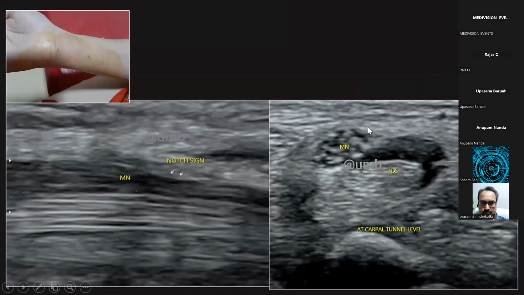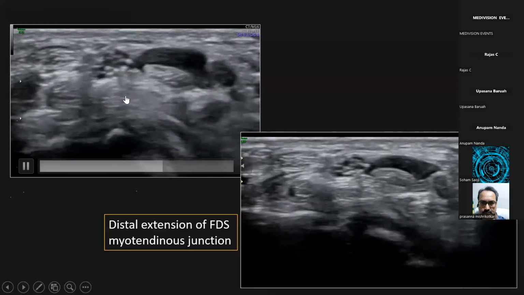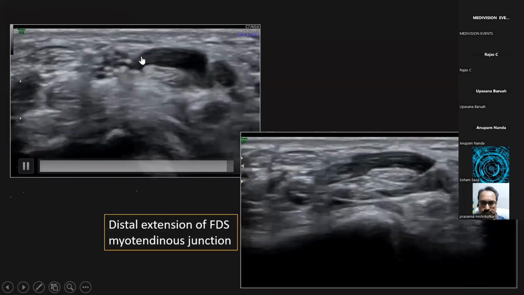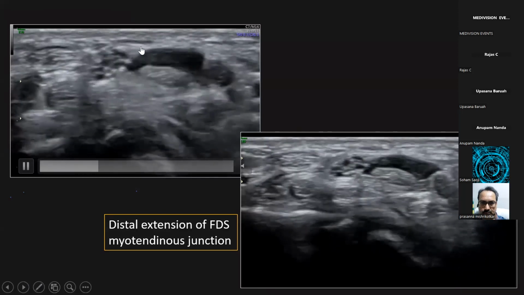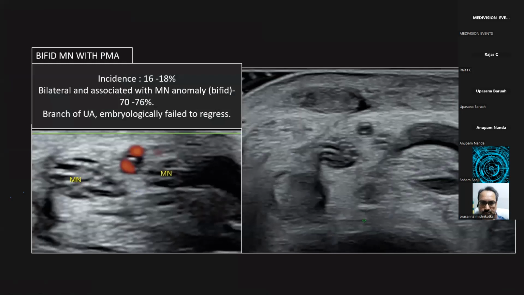Here is another case of median nerve pathology, entrapment, and we can see the distal extension of the myotendinous junction of the flexor digitorum superficialis muscle. In the dynamic study, if you notice, there is very little movement of the nerve, and it is continuously within the tunnel, and it is causing compression of the median nerve.